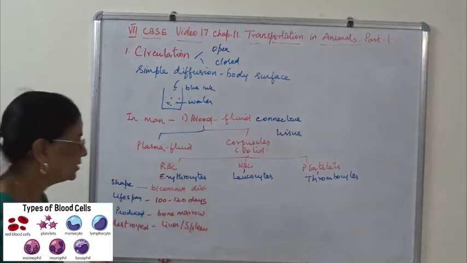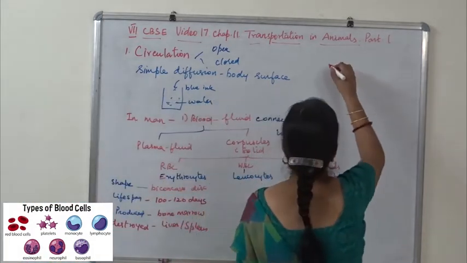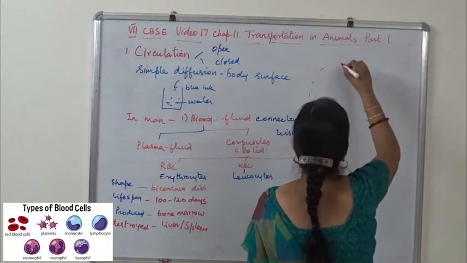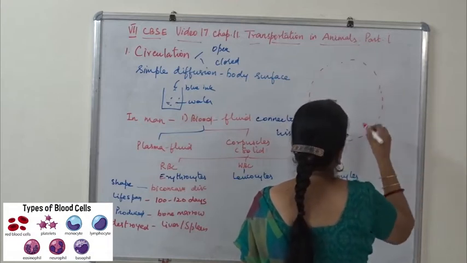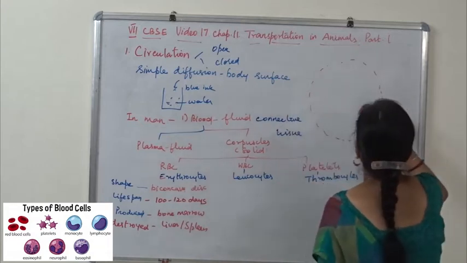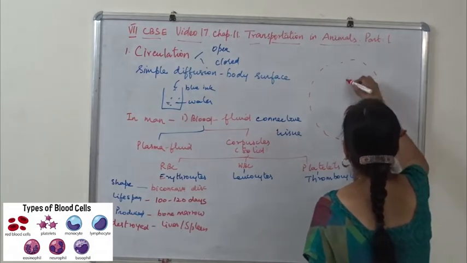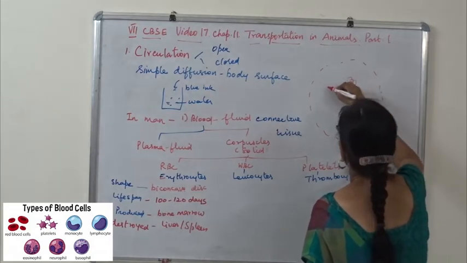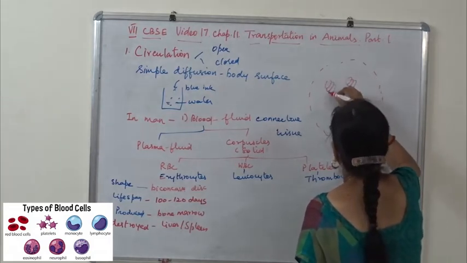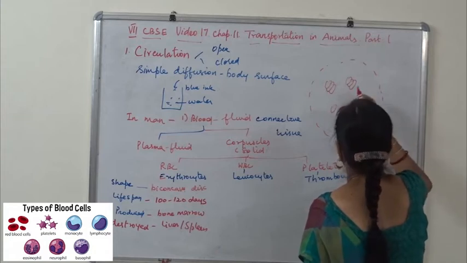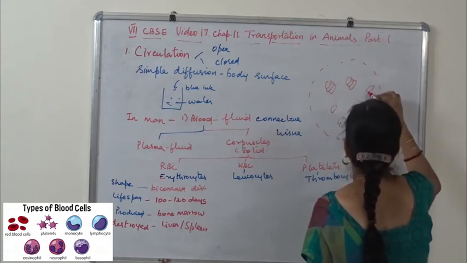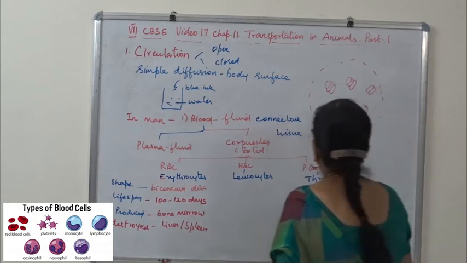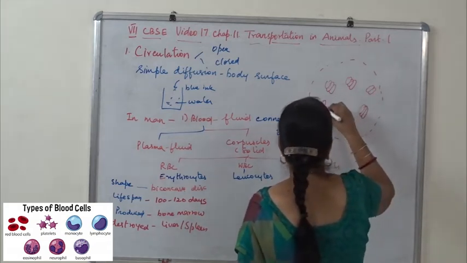So now for this blood structure, the composition of blood, normally we draw it like this. This is RBC. Normally the RBC structure is like this. And WBC.